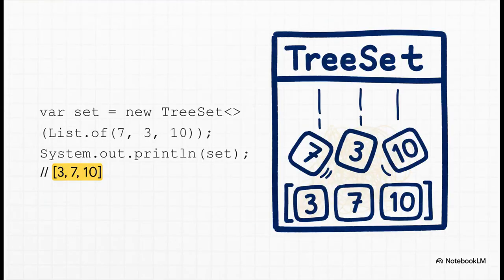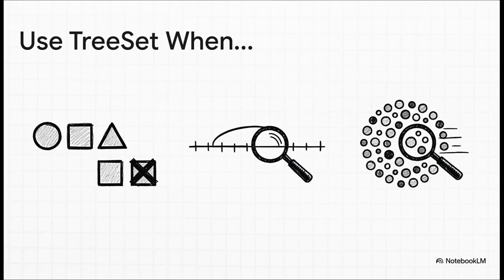And the best part is just how simple it is to use. I mean, look at this code. We're adding numbers in a totally random order: 7, then 3, then 10. But when we print it out, boom, perfectly sorted. 3, 7, 10. The TreeSet handles all of that sorting and uniqueness work for you automatically. It just works.